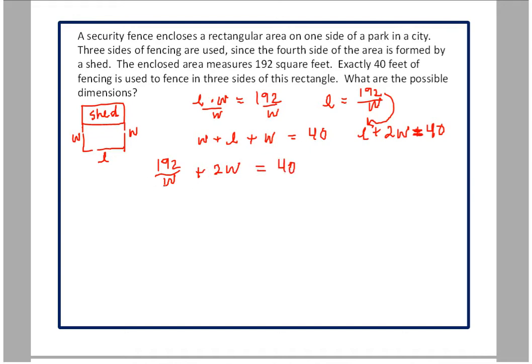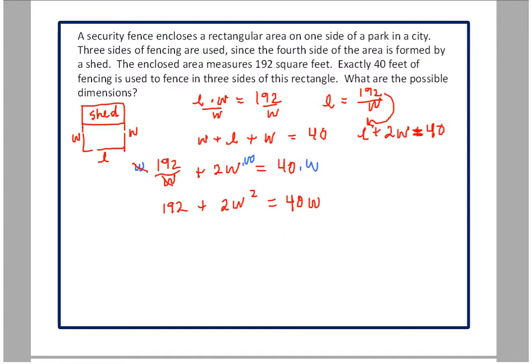We really need to get rid of that fraction, so I'm going to multiply everything here by the LCD, which is W. So I'm going to multiply the first term by W, the second term by W, and even the 40 by W. So in the first term, the W's cancel and give me 192 plus 2W squared equals 40W.